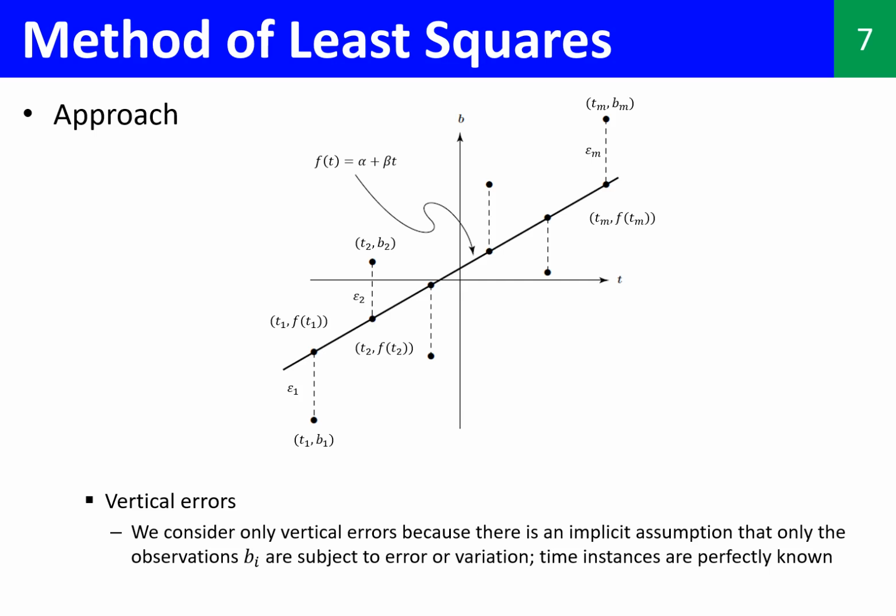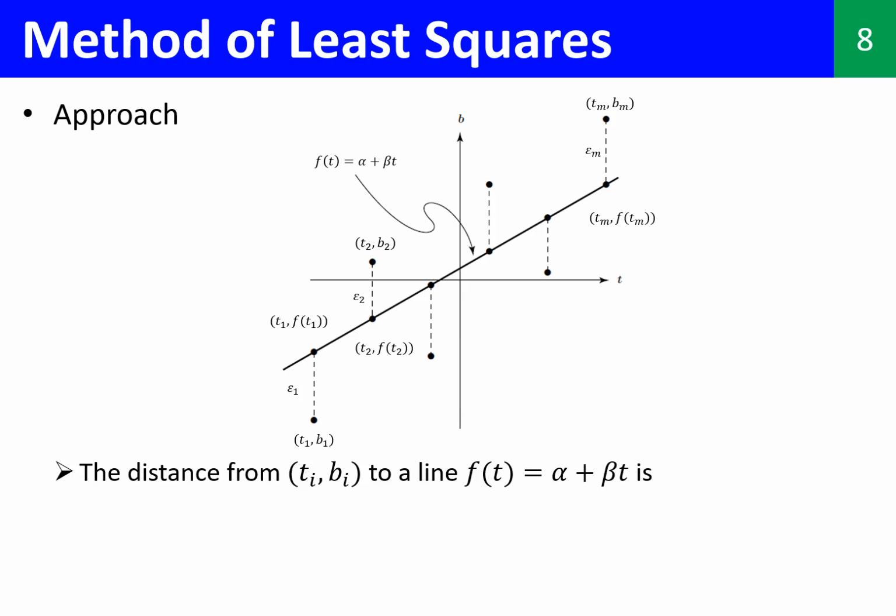Now, if the Ti's are also subject to variation, then horizontal as well as vertical errors have to be considered, and a more complicated theory known as total least squares has to be used. So we don't want to complicate things too much, and for the purpose of linear estimation, our assumption of errorless time instances would be alright. Okay? Alright.